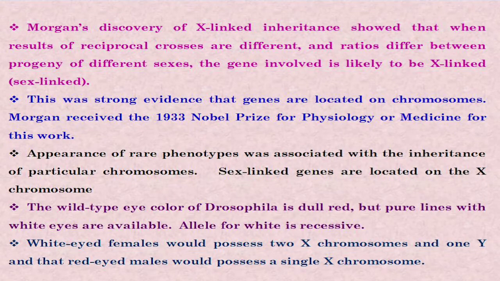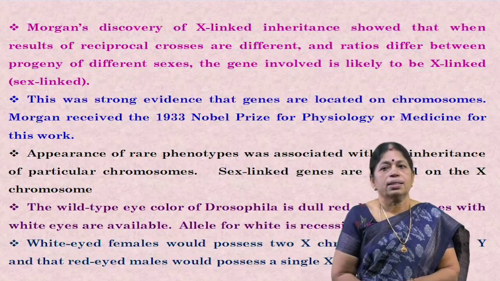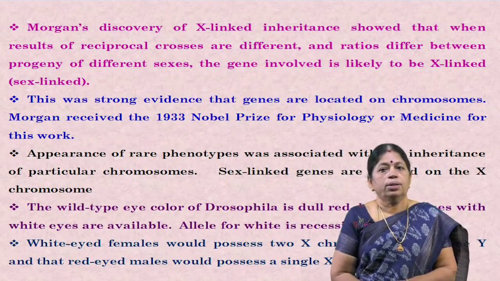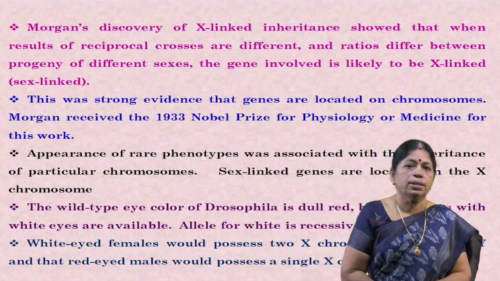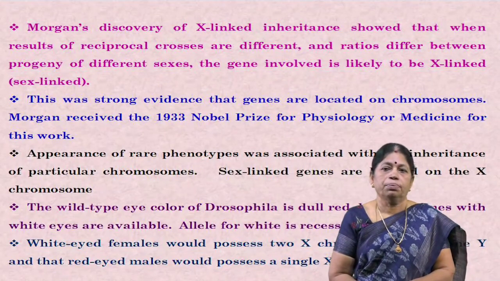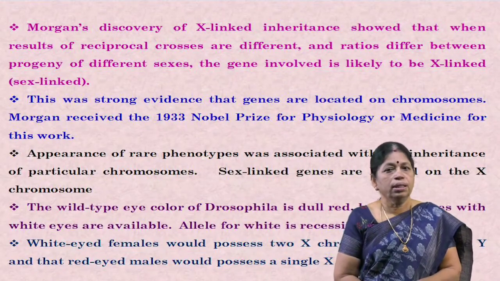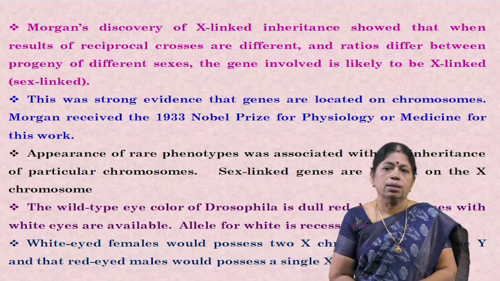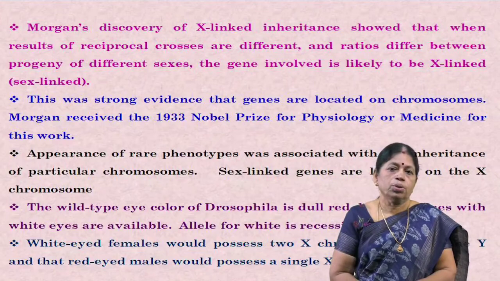So this was strong evidence that genes are located on chromosomes. We already talked about the arrangement of the genes. The genes are arranged in a linear manner inside the chromosome. Morgan also received the 1933 Nobel Prize for Physiology or Medicine for his work, and the appearance of a rare phenotype is also associated with the inheritance of a particular chromosome. So sex-linked genes are located on the X chromosome.